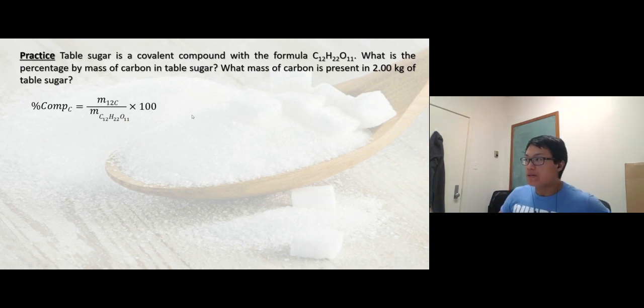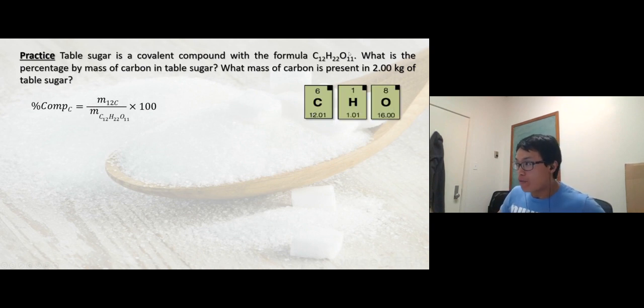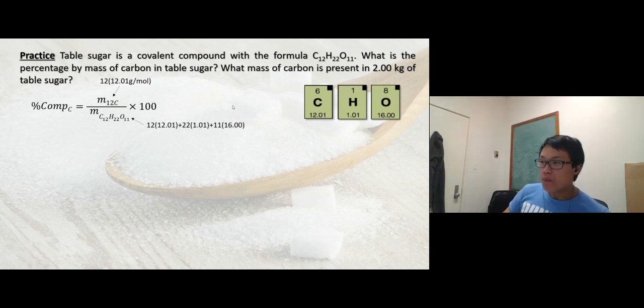Now, you have to calculate the mass of the formula, right? Carbon itself is 12.01, but there are 12 of them, so the total mass of carbon is 12 times 12.01 grams per mole. Put that over the total mass, the whole sugar. So we have 12 carbon, 22 hydrogen, and 11 oxygen. You have to do the math right there. You should get 42.10%.